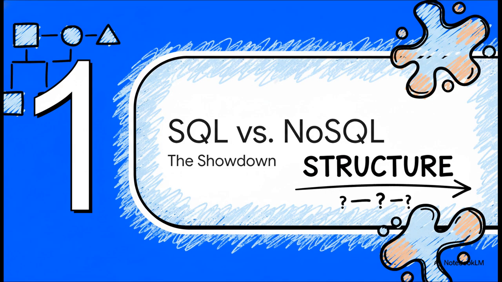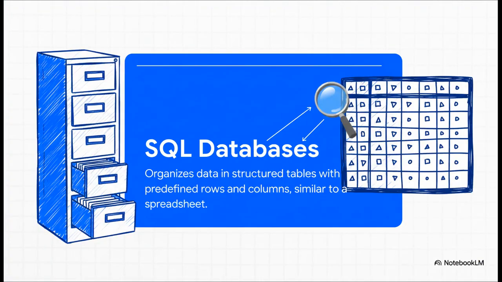The big showdown, SQL versus NoSQL. What is the real fundamental difference between them? Honestly, it all comes down to just one word: structure. So imagine a traditional SQL database as this perfectly organized, maybe a little bit rigid filing cabinet. Every single piece of information has a specific pre-assigned spot in a table made of rows and columns. It's predictable, it's consistent, but it's not always flexible.